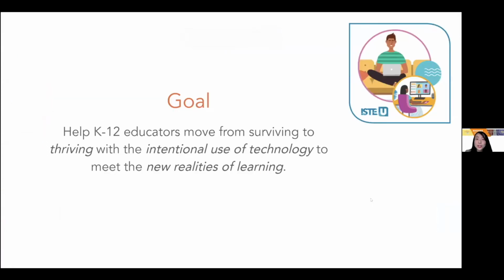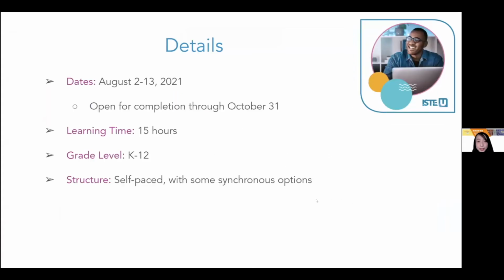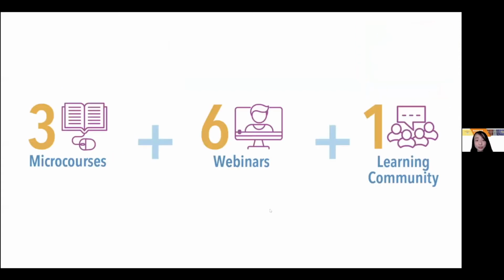So the goal of the Summer Learning Academy is to help K-12 educators move from surviving to thriving with the intentional use of technology to meet the new realities of learning. There are 15 hours of learning, with a self-paced course and some synchronous options like webinars. And this year we added a learning community, which will pair educators all over the world with the same interests.